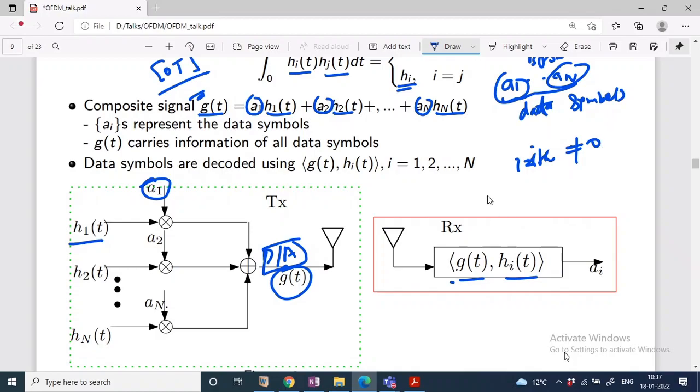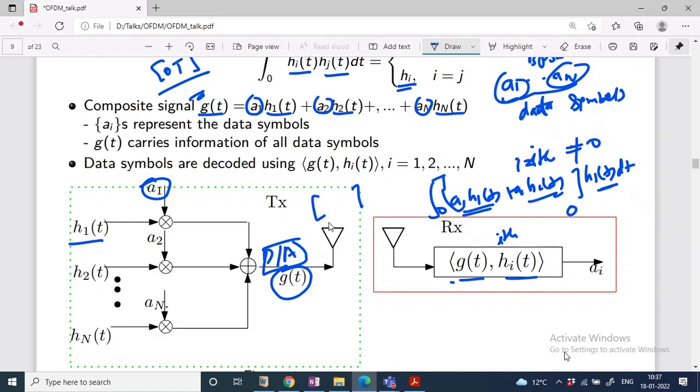Others are 0. If you consider the example A1 h1(t) plus A2 h2(t), multiplied by h1(t) and dt in the integration from 0 to T, the h2 and h1 product goes to 0 because they are orthogonal. So you can extract the data A1. Here you can extract the data of the ith signal. So that is a very simple receiver that just considers the correlation. With orthogonal signals within the interval 0 to T, we can send N orthogonal signals and easily decode the data. So the OFDM concept is based on this orthogonality.